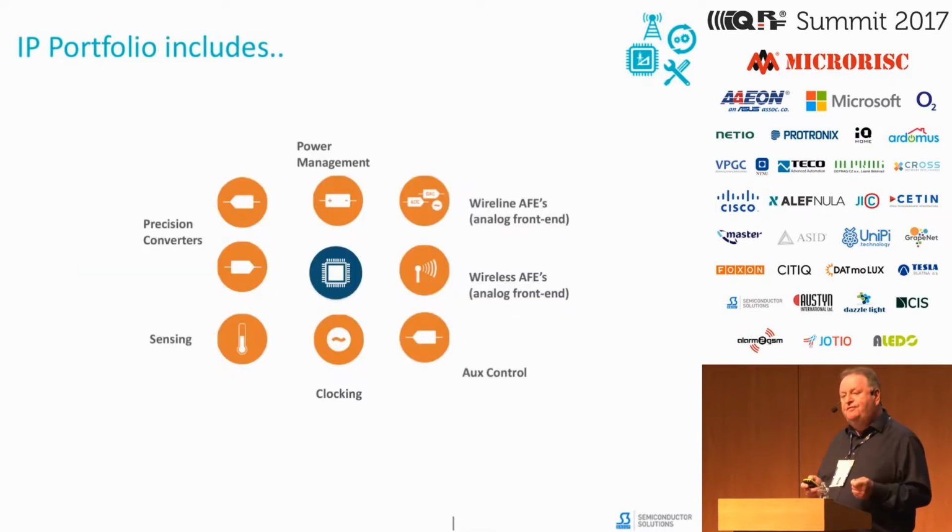When we say IP portfolio, this is a very big library of device intellectual property that we have designed down through the years. It goes into many areas, such as precision converters, A2D, D2A converters. It covers power management, sensing, clocking, wireless and wireline analog front ends. This library exists within our S3 Group company, and we use it to apply to projects to develop ASICs.